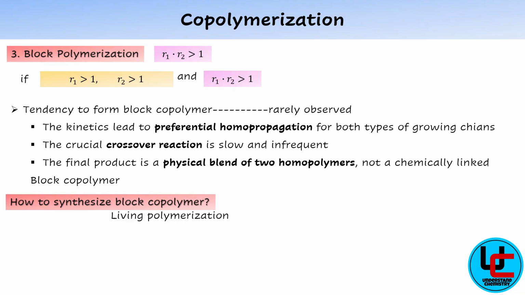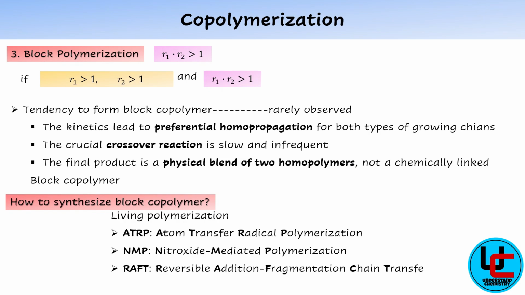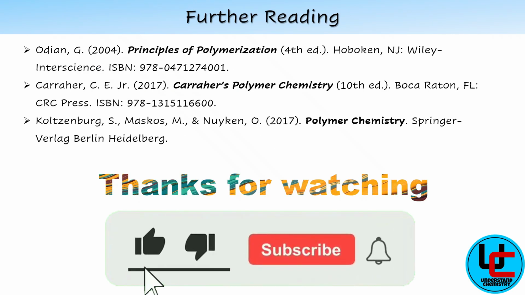Actually, we use controlled or living polymerization techniques to synthesize block copolymers. These techniques include ATRP, atom transfer radical polymerization, nitroxide mediated polymerization, reversible addition fragmentation chain transfer, and anionic polymerization. These methods allow us to pause and restart chains, enabling precise control over block formation.